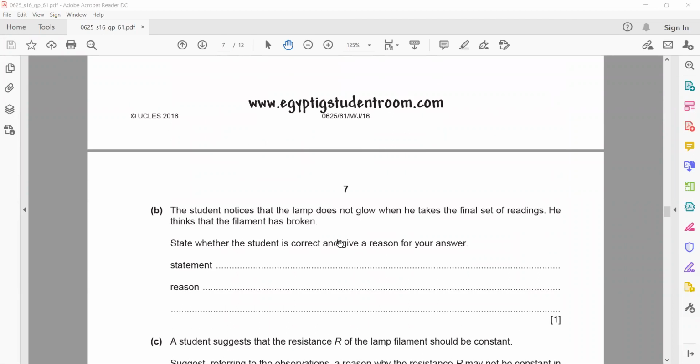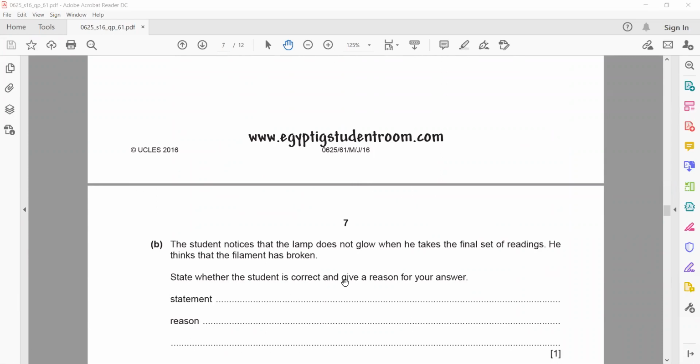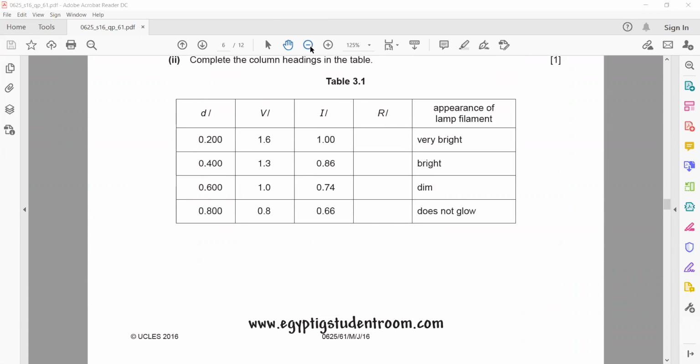The student notices that the lamp does not glow when he takes the final set of readings. He thinks that the filament has broken. State whether the student is correct and give a reason for that.